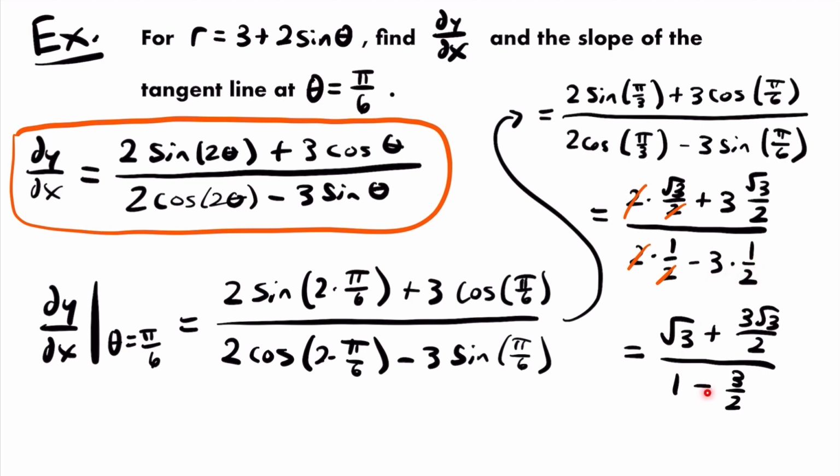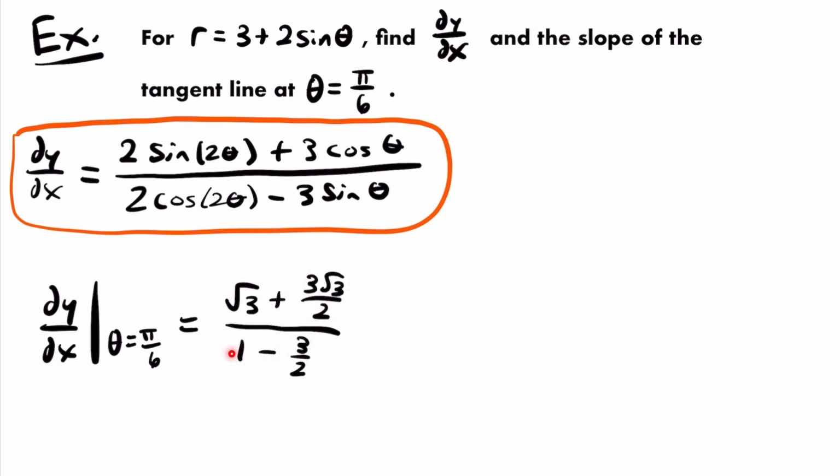All right, now we can simplify this further. We know that 1 minus 3/2 will be negative 1/2. So this is equal to the square root of 3 plus 3 square roots of 3 divided by 2, divided by negative 1/2. But dividing by a fraction is the same as multiplying by the reciprocal of that fraction.